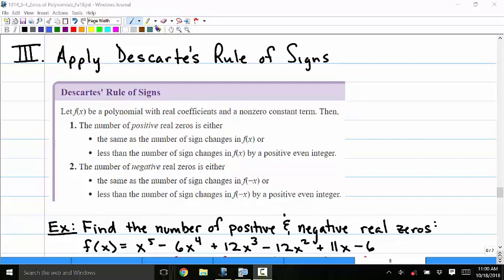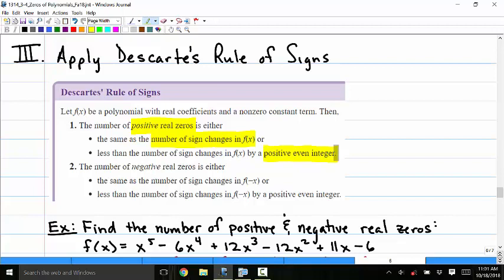And what it says, let f be a polynomial with real coefficients and a non-zero constant term. That's kind of important. The constant term can't be zero. We can tell how many positive real zeros we have, so positive x-intercepts. The number of positive real zeros is the same as the number of sign changes in f of x, or is less than the number of sign changes in the polynomial by a positive even integer.